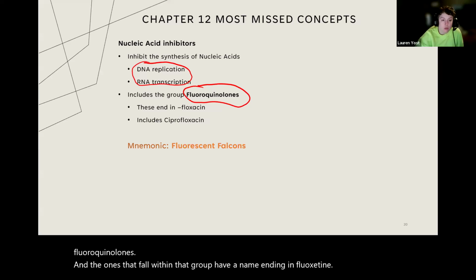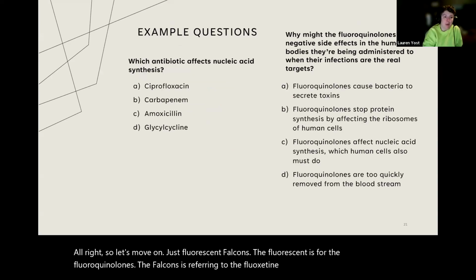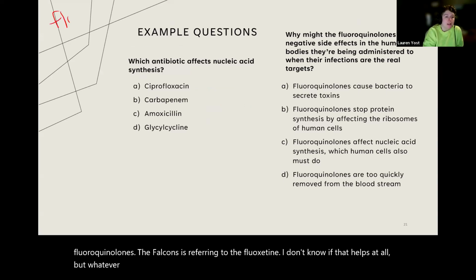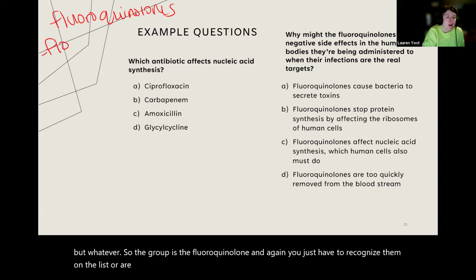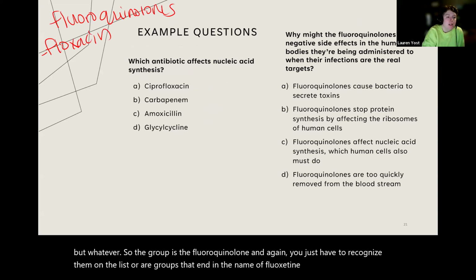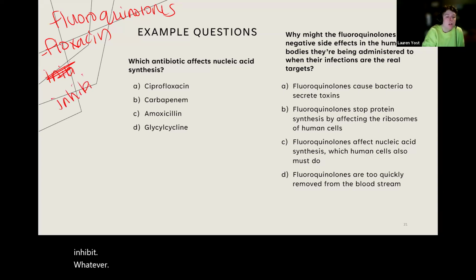All right, so let's move on. It says fluorescent falcons. The fluorescent is for the fluoroquinolones. The falcons is referring to the floxacin side. I don't know if that helps at all, but whatever. So the group is the fluoroquinolones. And again, you just have to recognize them on the list, or groups that end in the name floxacin. And what these guys do is inhibit nucleic acid synthesis.